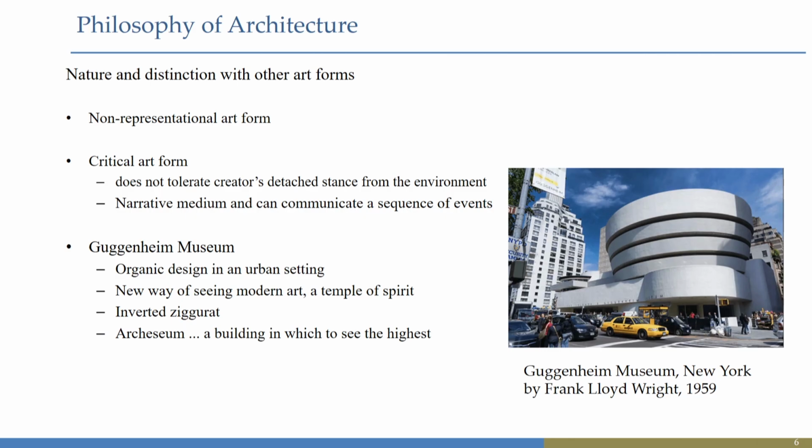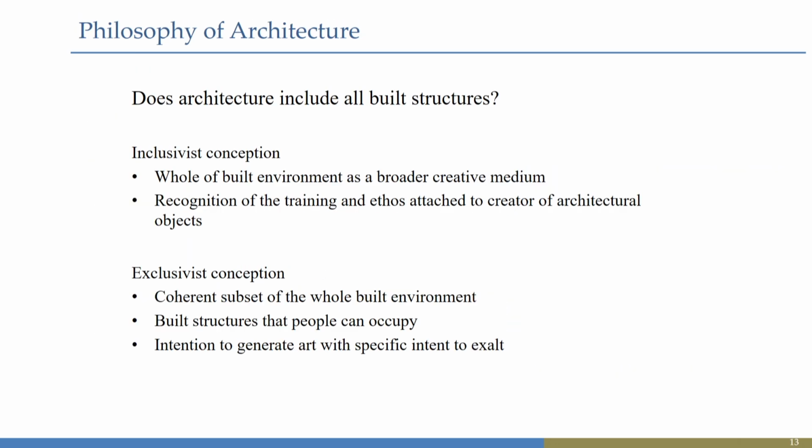Alright, so his objectives are very clear. His objectives are, I will construct a new way of looking at modern art. I will construct a temple of spirit. And I am creating an organic design in an urban setting. So, what I am trying to say is, if you look at the last point, intention to generate art, Frank Lloyd Wright had a very clear intention to generate art with specific intent to exalt.